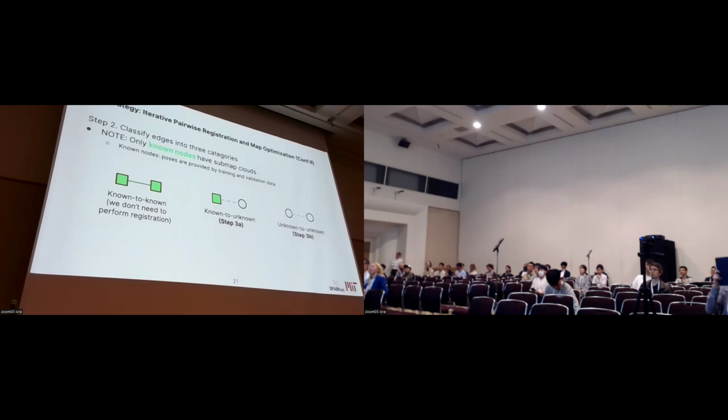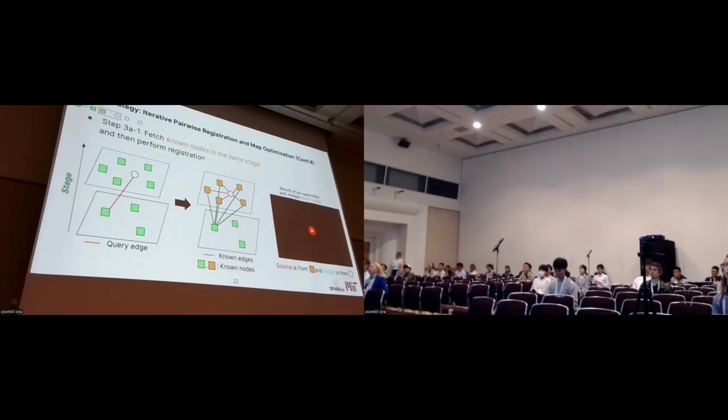Next, we have 3 different types of edges that we categorize all edges into. So we have the known to known, based on edges connecting given nodes. We have the known to the unknown, and then we have the hardest ones, the unknown to the unknown. And these are what we have to eventually estimate.